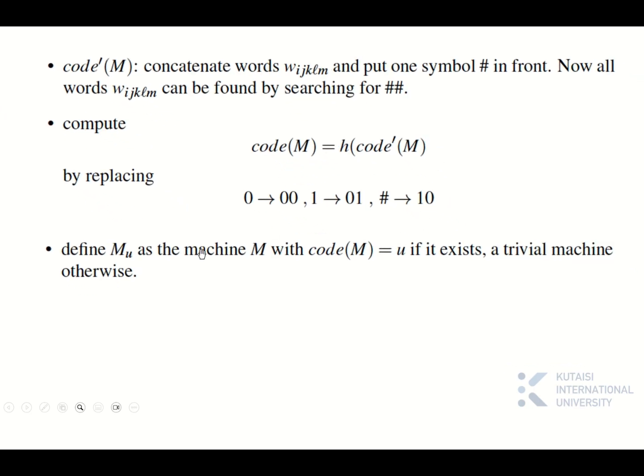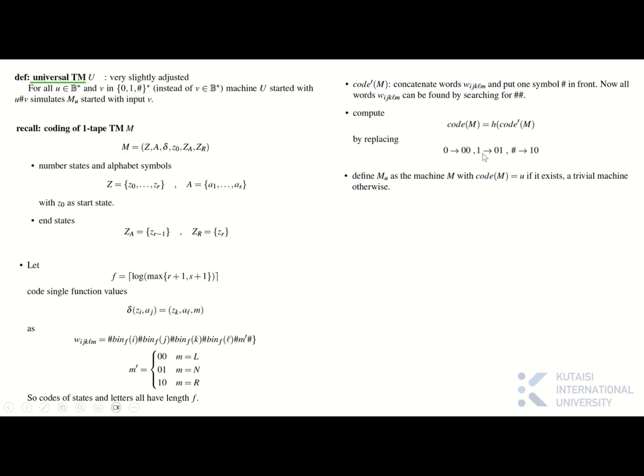And again, we do the same thing. It's just a slight modification. M_U, what is M_U? It's a machine M which has code U. So U is now this code here, just a string. If it exists, and if it doesn't exist, I mean, if you give me a code that corresponds to no program or no machine, then I will say that M_U is just a trivial machine. So it just halts and does nothing. So now every string has a machine. You just have to decode it and you get the machine.